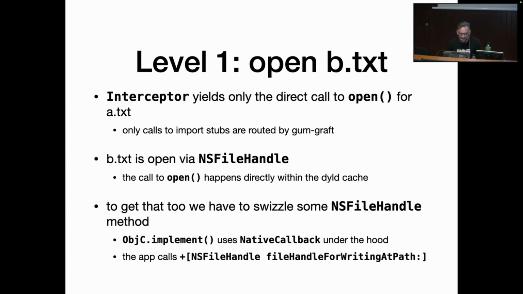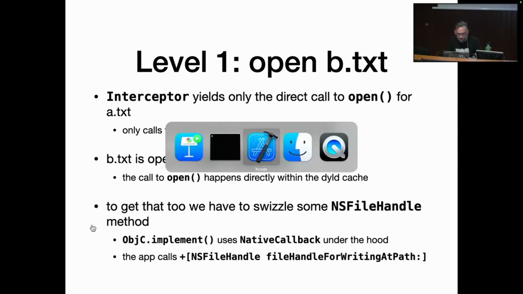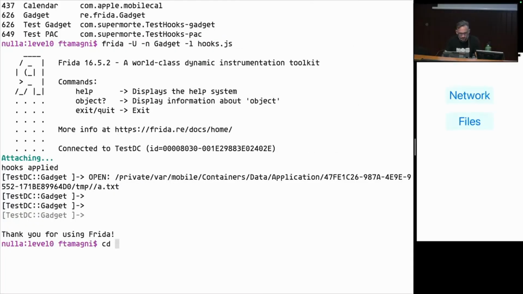And so in order to still get the path from BTXT, we can just use Objective-C implement to swizzle the Objective-C method. That's good because it boils down to using a native callback to replace a function pointer, so we have no depth problem here. We can hook private stuff in the dyldcache in this way, and there's no problem. And so that's what I'm going to do in level 1 for the files.